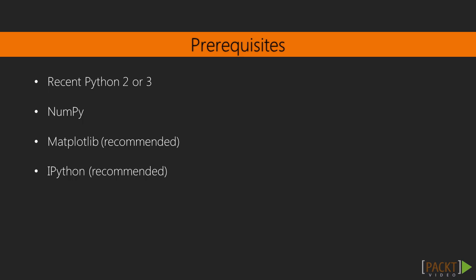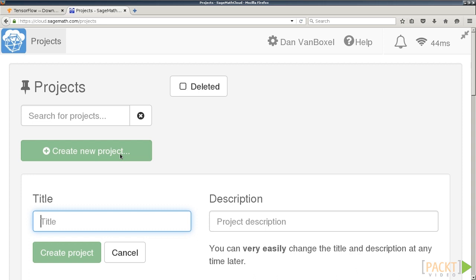While this course will show you how to install TensorFlow, there are a few dependencies. At a minimum, you'll need a recent version of Python 2 or 3 and NumPy. To get the most out of the course, you should also have matplotlib and IPython. And even if you're unable to install these, the next video shows you how to use TensorFlow entirely online.